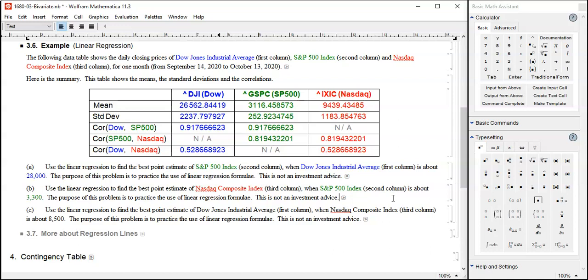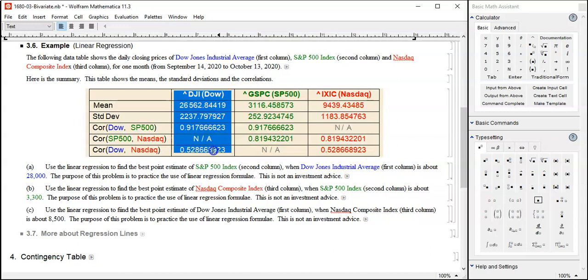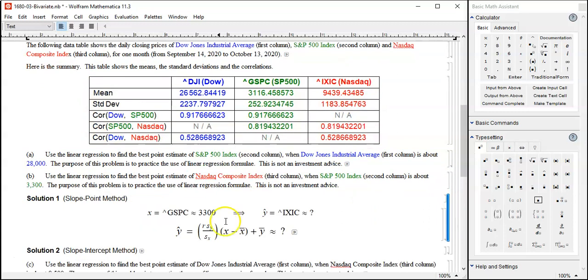That's the idea. So which is X and which is Y? What color is X and what color is Y? This time we are not considering Dow at all, so that's out of the picture. And which one do we know and which one do we want to find out? Here we go. We know S&P 500, and we're going to find out Nasdaq. So that's the idea. And what numbers do we put in?